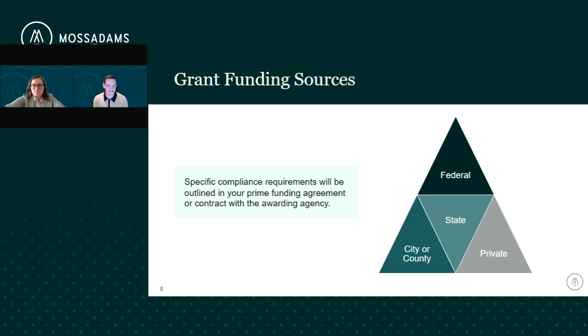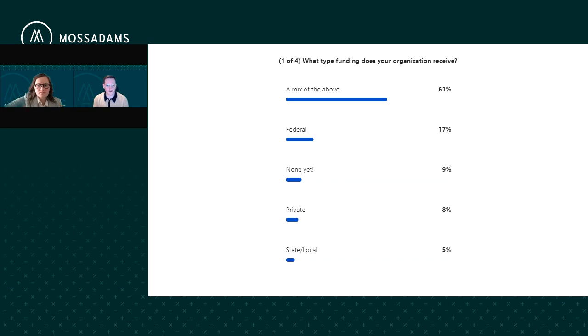Awesome. And let's take a look at the results here. Okay, so it seems like we have a pretty big mix across the board. Looks like primarily federal funding and a mix of the above. And then we have some folks, about 10%, who haven't received grant funding. So really great to hear that we have a really diverse audience. Especially enjoy talking to individuals that don't have experience with grants and seeing how we can support you best in those processes.